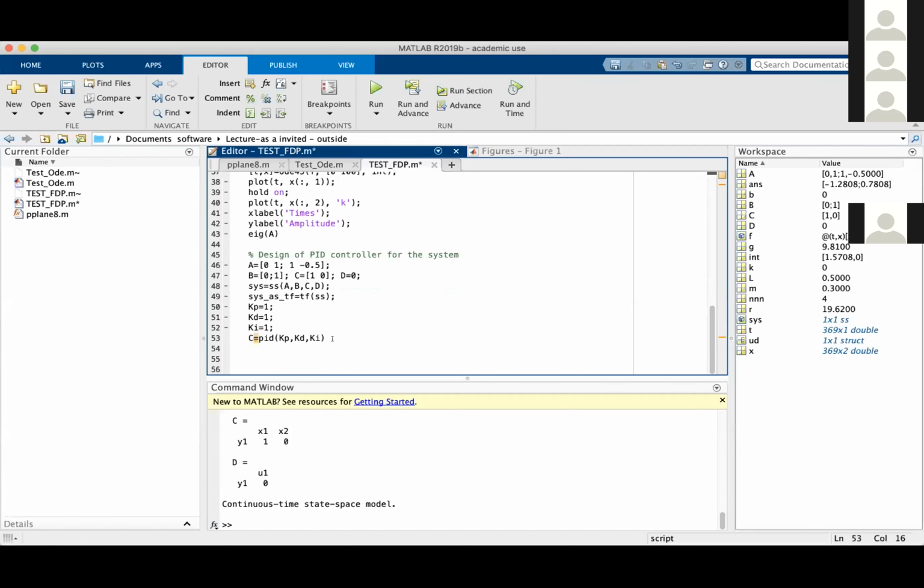So this is my PID controller. If you want to see the structure, I can show you, but it is not having it.